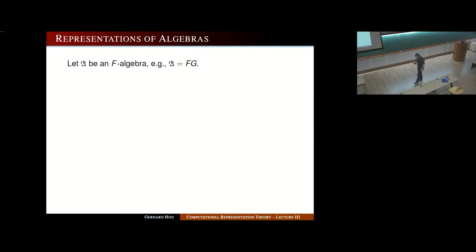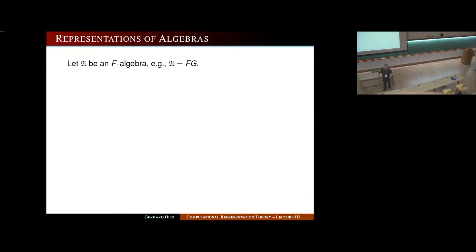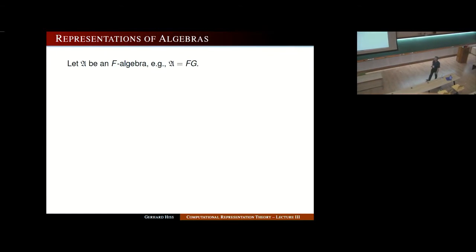Okay. What is an algebra? What is a representation of an algebra? So A is a finite dimensional algebra, for example, the ring of all n by n matrices over F, or the ring of all endomorphisms of V.